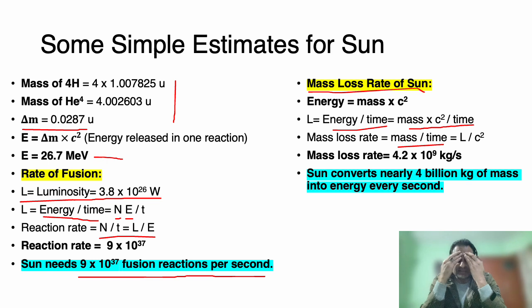So these simple estimates can tell you that the sun can be sustained for a very long time. The sun is nearly half of its age as it is promised by science. So it means that the sun is roughly 5 billion years old, and it still has 5 billion years to go.